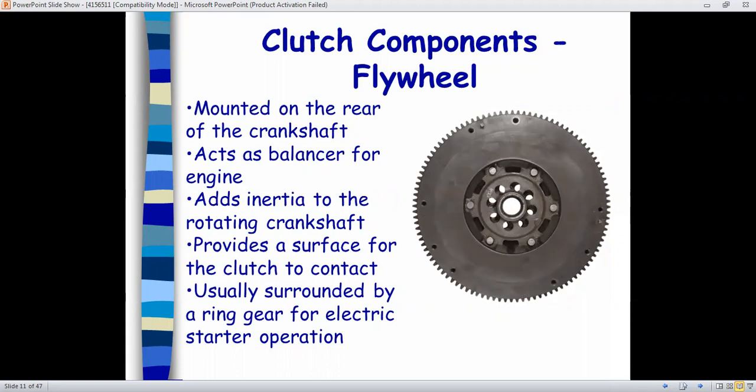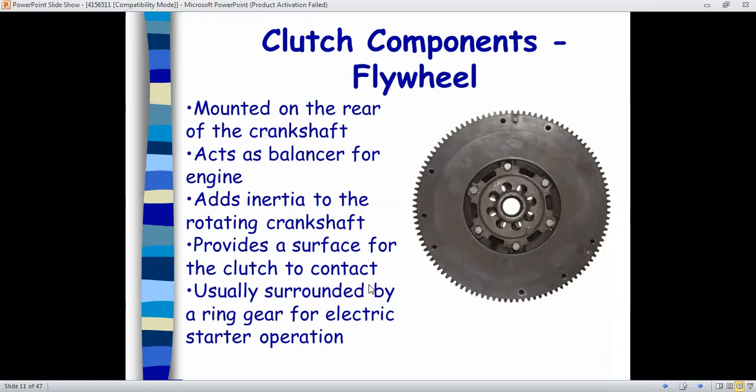It transfers the power from the engine to the transmission system. It also acts as a balancer of the engine, and its application is also there for controlling the fluctuation of the power. It adds inertia to the rotating crankshaft and provides a surface for the clutches to connect. It is usually surrounded by a ring gear for the electric starter operation. See, like this. This is the flywheel and this is the gear for the electric starter.